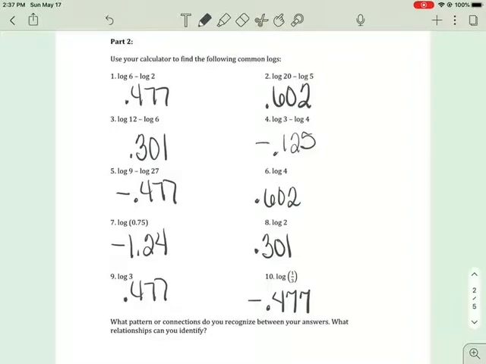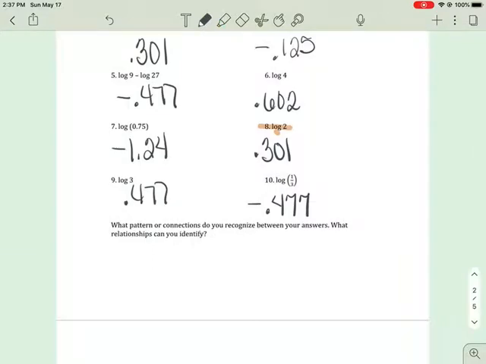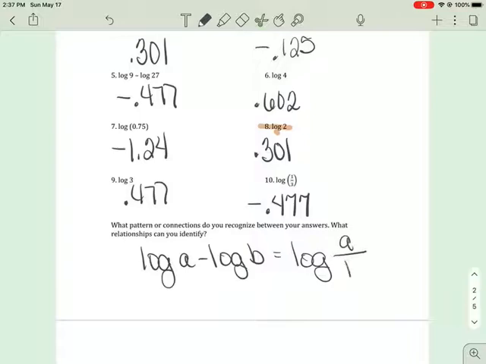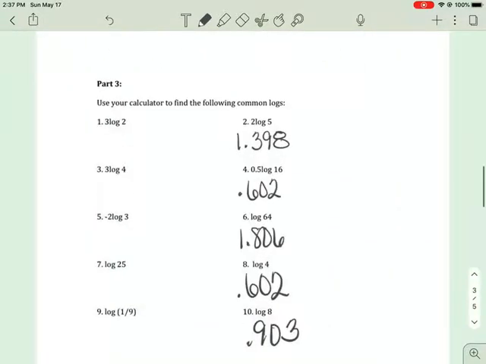Log 12 minus log 6. So I can do 12 divided by 6 and get 2. Is that the same? Yes, it is. Because we get log 12 minus log 6 is the same as log 2. Okay, so we're finding some relationships here. So to me, that's a subtraction, and the pattern you should have gotten is division. Okay? All right, let's do one more.